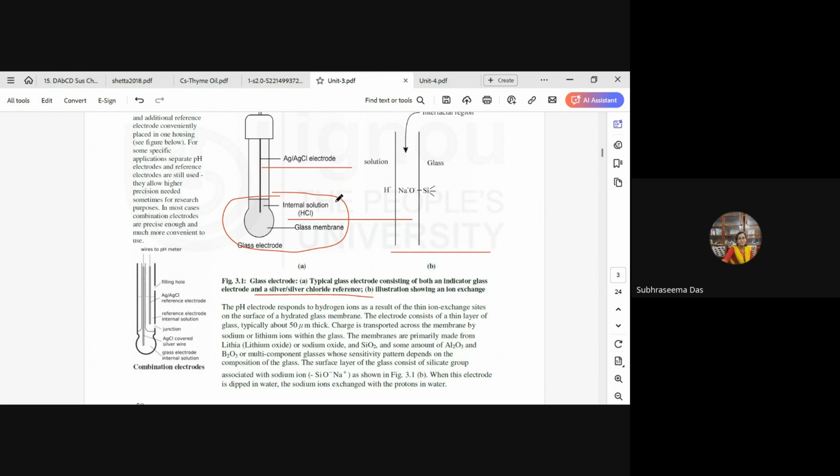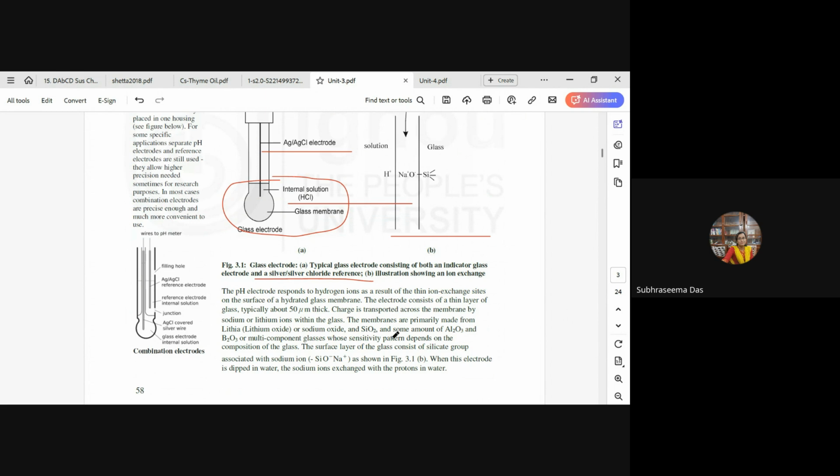The membranes are primarily made of lithia, that is lithium oxide, or sodium oxide, and silicon oxide, and some amount of alumina and boron oxide. Sometimes small multi-component glasses have also been used, whose sensitivity depends upon the type of the glass.